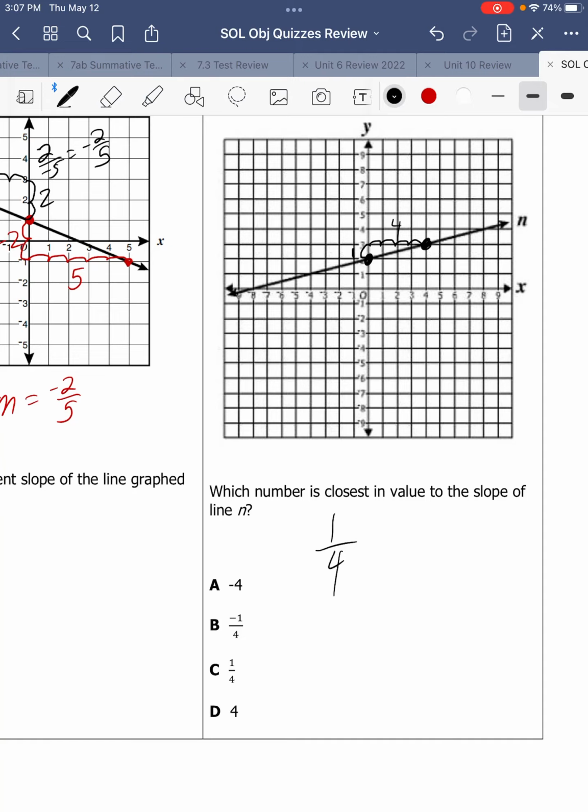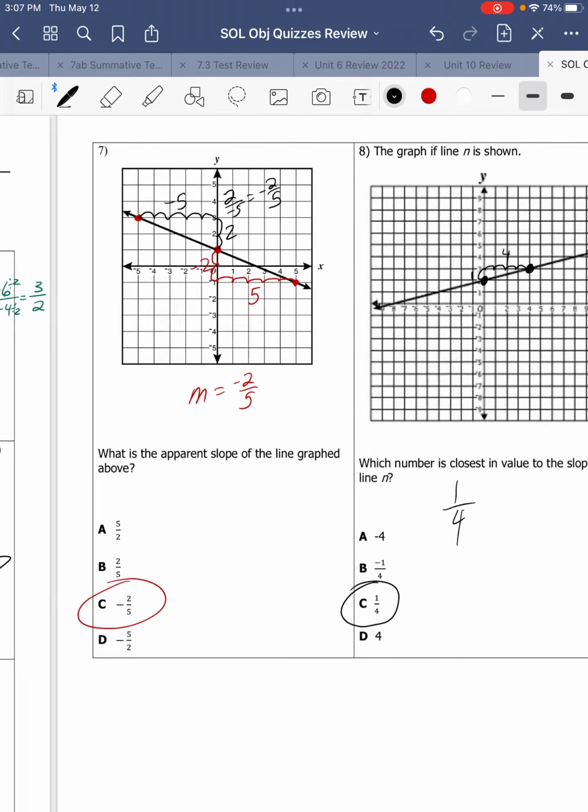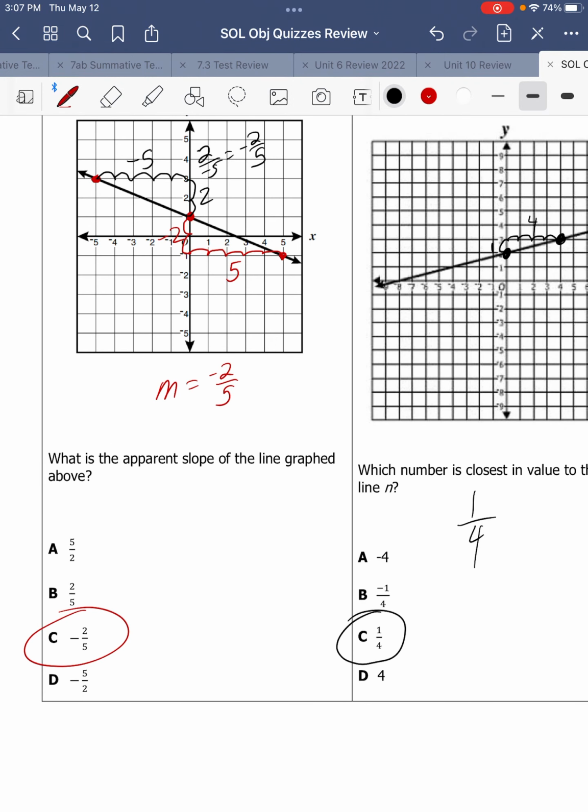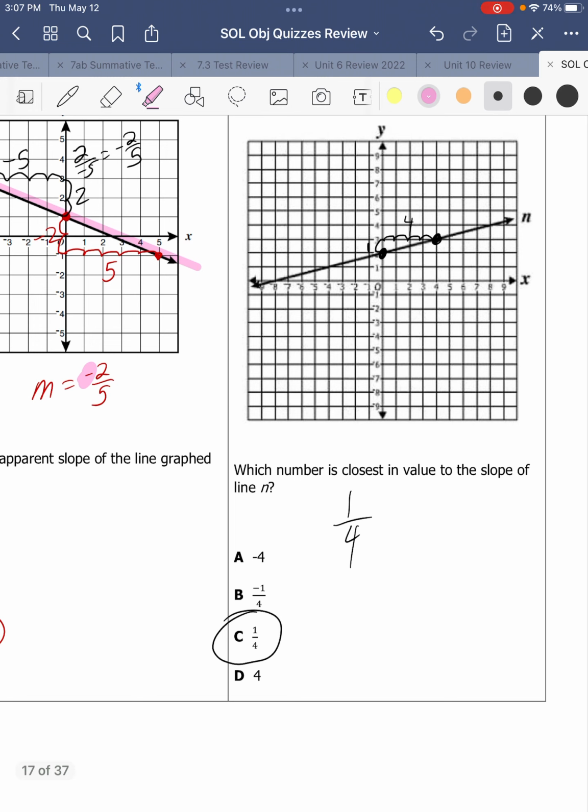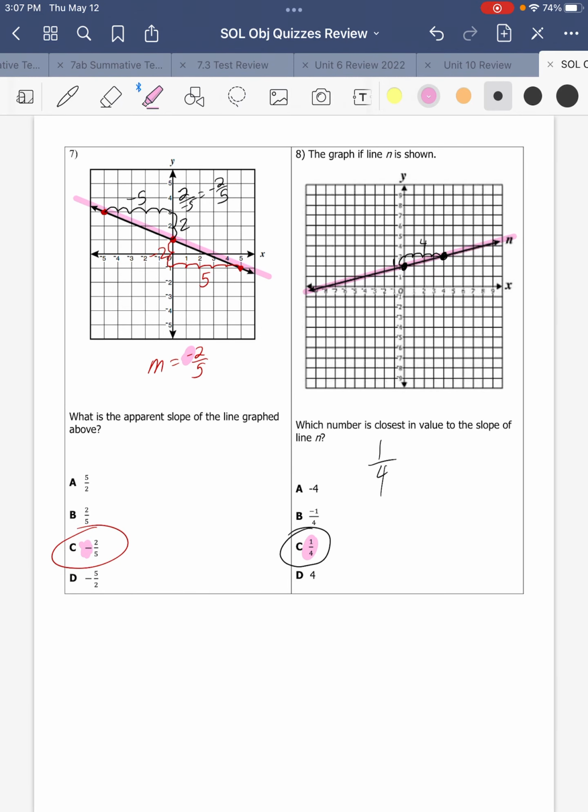We can always look at that. From left to right, the graph should be going up if it's positive. If you look at our last problem, number 7, from left to right, this graph is going down, so that is a negative slope, and hence the negative number. On number 8, from left to right, the graph is going up. That's a positive slope, so the 1/4 is a positive number. So that's another way. That'll at least cut out half of your answers for sure.